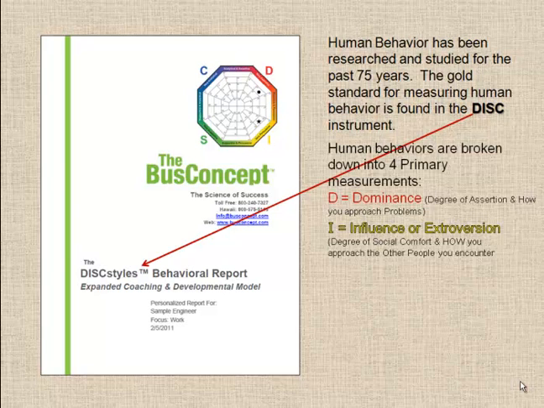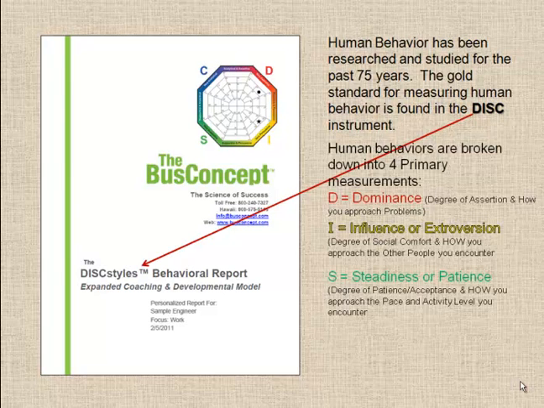The I in the DISC acronym stands for influence or extroversion. It's our degree of social comfort and how we approach and deal with the other people in our life. The S factor stands for steadiness or patience. Patience or acceptance is how we approach the pace and the activity level that we encounter in our day-to-day activities.